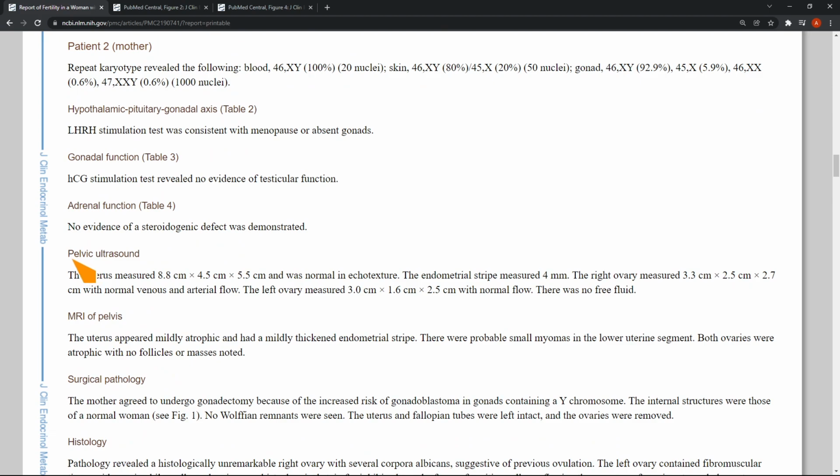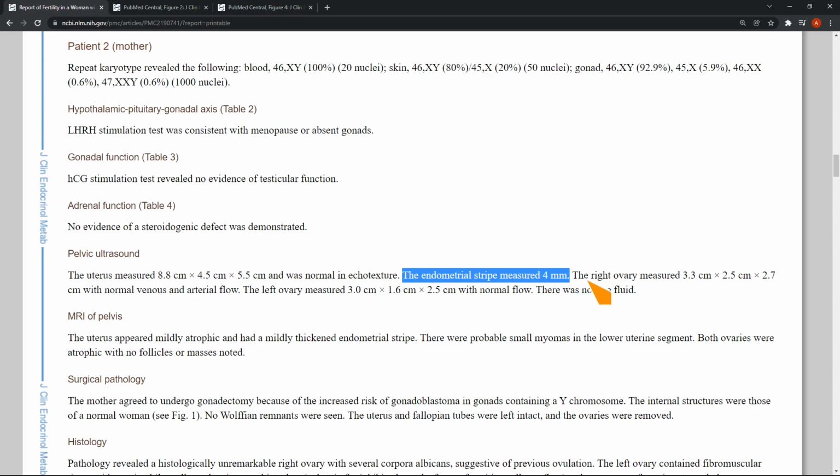They did a pelvic ultrasound on her. So this is the uterus measurement, and it was normal in echo texture, meaning the organ wasn't obviously lumpy and bumpy and incorrect. The endometrial stripe measured 4 millimeters. So in women who are still ovulating and still going through regular periods, where the cycle is normal, we'd expect this to be in the range of 8 millimeters thick.